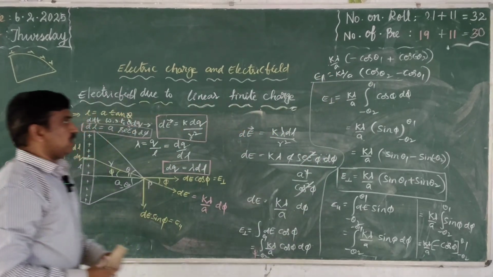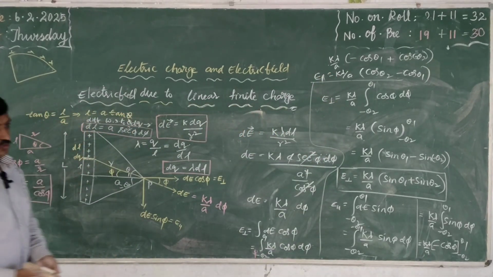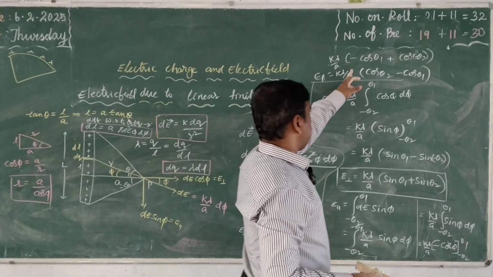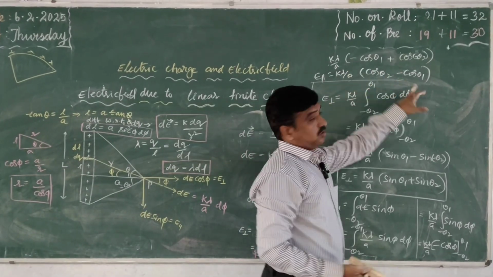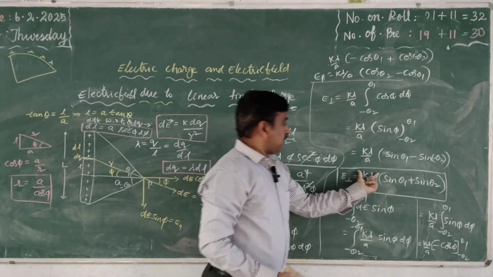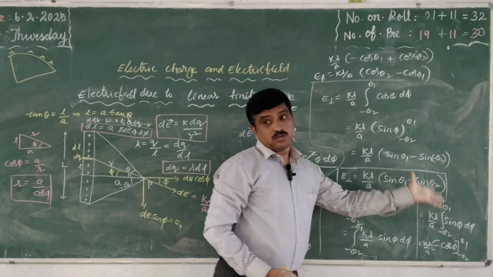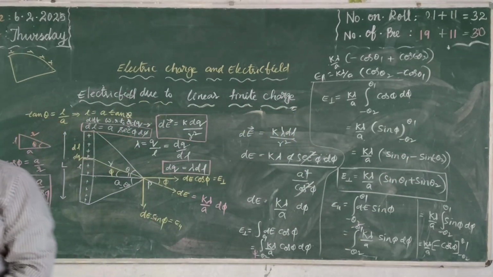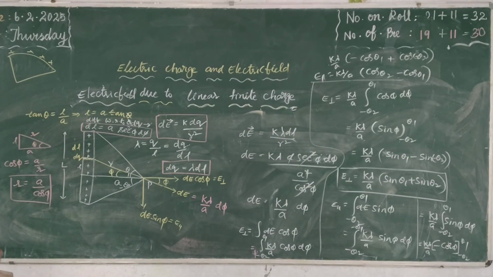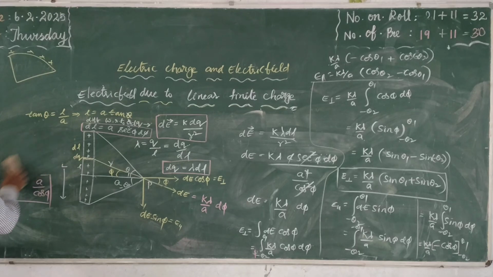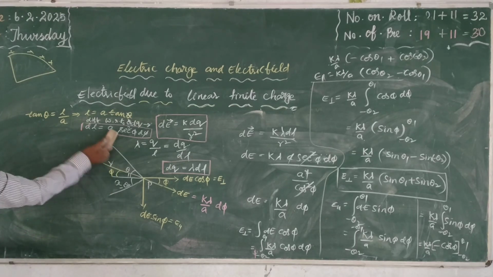The electric field parallel to the linear finite charge is E parallel equal to k lambda by a times cos theta 2 minus cos theta 1. Perpendicular is k lambda by a times sin theta 1 plus sin theta 2. This is the electric field due to a linear finite charge. Now we discuss electric field versus X graphs.